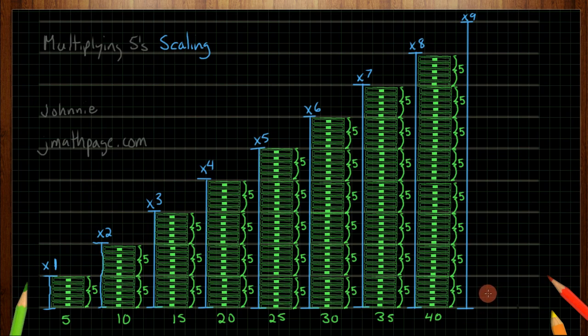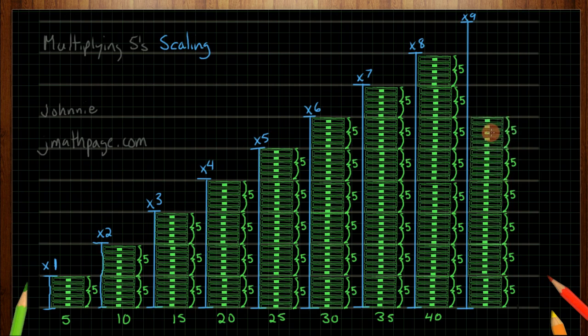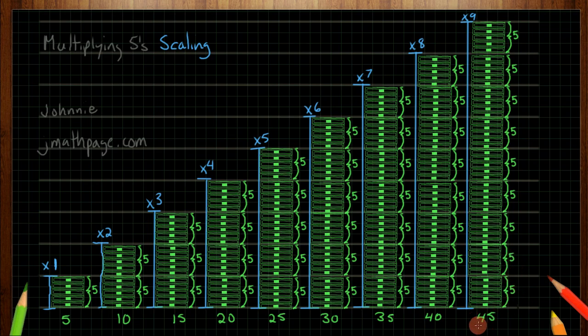Let's make the tallest one now. 9 stacks of 5 boxes. 1, 2, 3, 4, 5, 6, 7, 8, 9 stacks of 5 boxes. How many boxes altogether? 5, 10, 15, 20, 25, 30, 35, 40, 45 altogether. So this number of boxes is 9 times as many as in our first stack of 5 boxes.